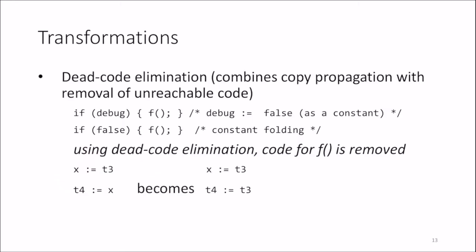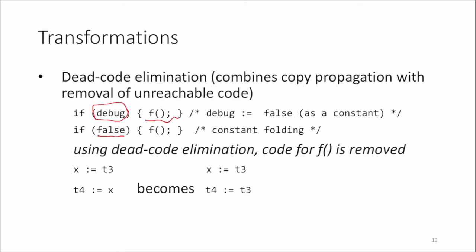Another kind of transformation we can do is dead code elimination. So you could propagate a constant. So you can do constant folding and then copy propagation of that constant. A good example is, often we have debug flags. So if debug, then do this function. Well, debug might be set as a constant at the beginning of the program. We might be compiling it with the debug flag set to false, or compiling it with the debug flag set to true. If it's set to false, we can actually propagate that value into this conditional.